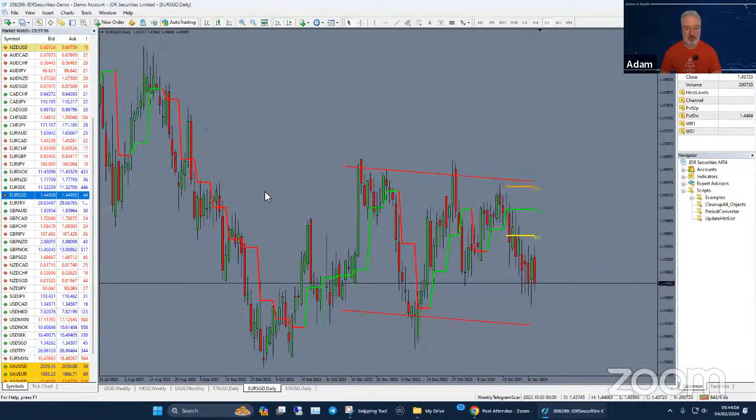What about Euro Sing, for example? Largely sideways. Please also look at the angle of the channel as it goes sideways, parallel to the side. That's an indication the market doesn't have a lot of momentum. If it's going this way, it's kind of flat, that's a sideways market. As it starts to gain that angle of momentum, it becomes more and more bullish.